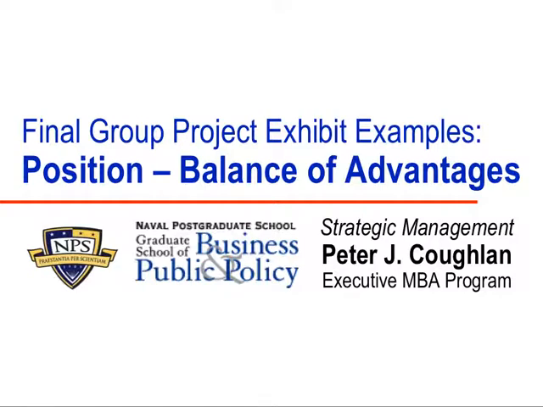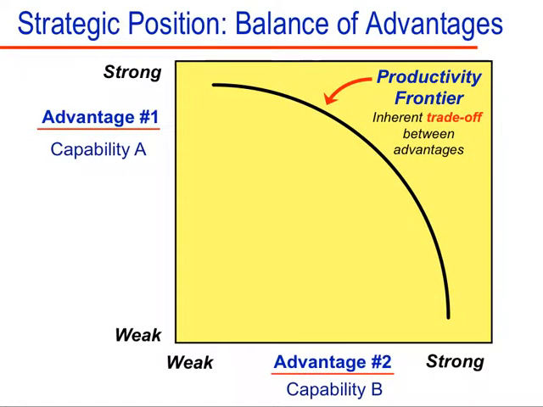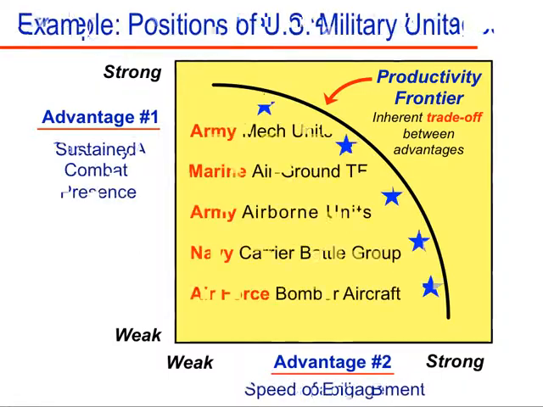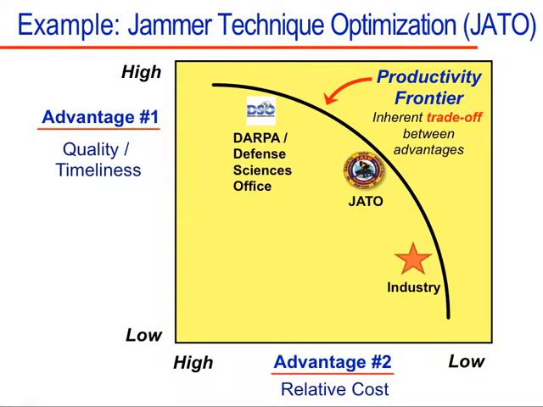More often, when we think about the issue of advantage, what I get is a lot of student projects on this idea of the balance of advantages, identifying different capabilities that their organization has, for which they face trade-offs, and how they balance them relative to other organizations. Here's an example that I gave you about the positions of U.S. military units, balanced in terms of sustained combat presence versus speed of engagement. Here's a student project, again that JADO project. They measured quality versus cost, or quality timeliness versus cost, and where they positioned them along that productivity frontier.